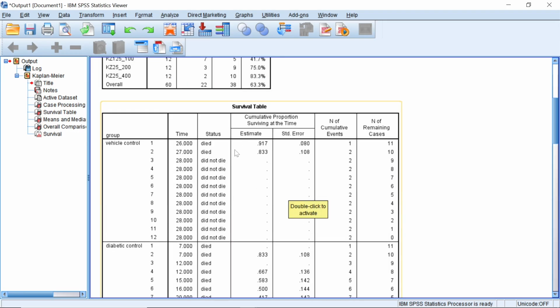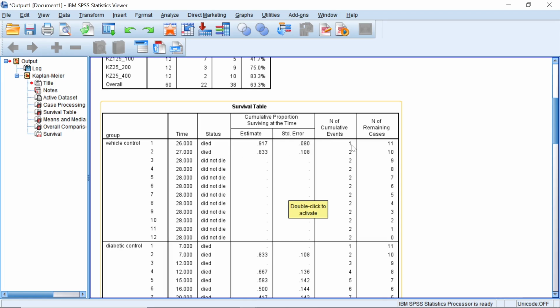Now, the survival table is very interesting, and I will just briefly shed light on that. So you have 12 subjects, don't forget. And first of all, on day 26th, you had one subject here died. Time, 26th day, the status died. So when one is taken out of 12, it leaves us with 0.917. On day 27, another one died, leaving us with 0.833.